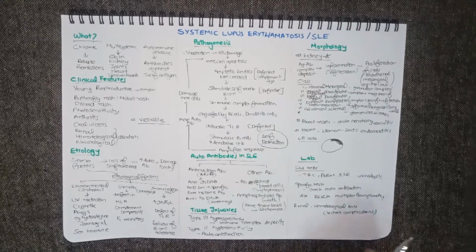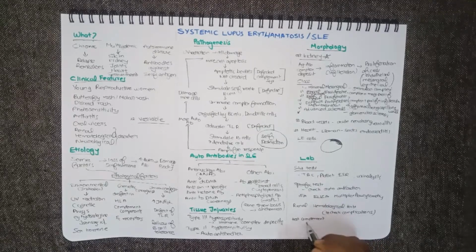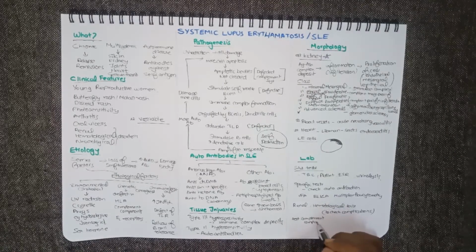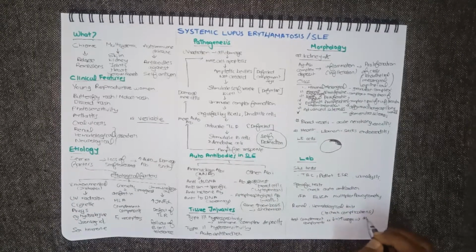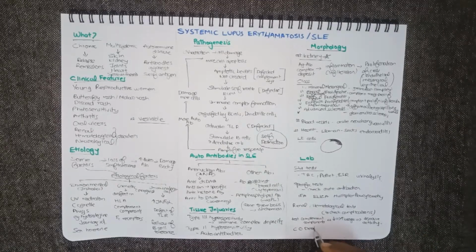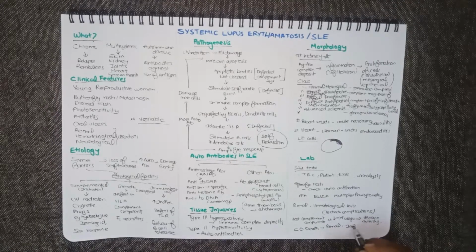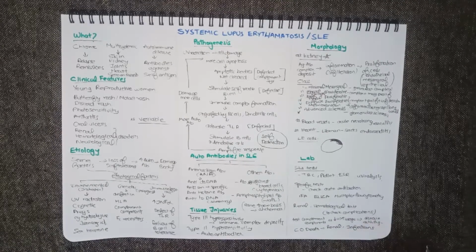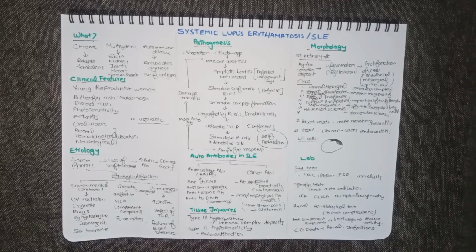We can also check the level of complement components because if its level is low, it means that it is being used up, and that means the disease might be active. The common causes of death in this disease are renal complications or recurrent infection due to low immunity. So that winds up the review of systemic lupus erythematosus.